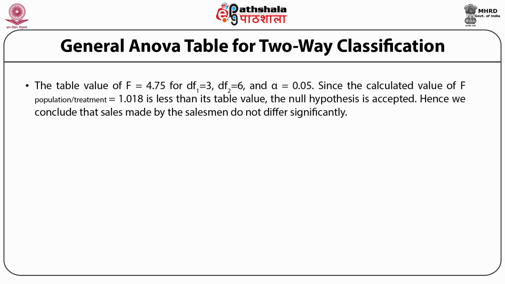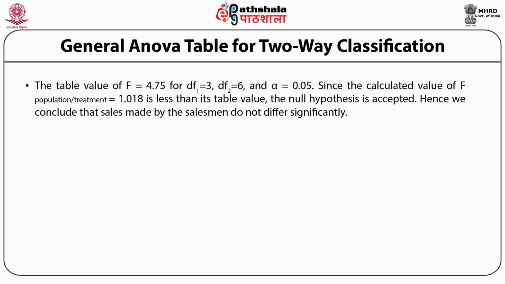The table value of F is equal to 4.75 for degrees of freedom DF1 equal to 3 and DF2 equal to 6 and alpha equal to 0.05. Since the calculated value of F is 1.018, as you can see from the table, and it is less than its table value, the null hypothesis is accepted. Hence, we conclude that sales made by the salespersons do not differ significantly, because the null hypothesis is that there is no significant difference between the salespersons. All the salespersons make the same or equal sales.